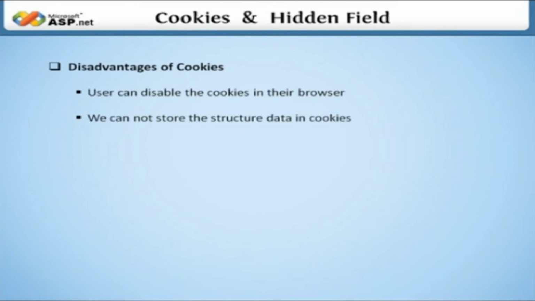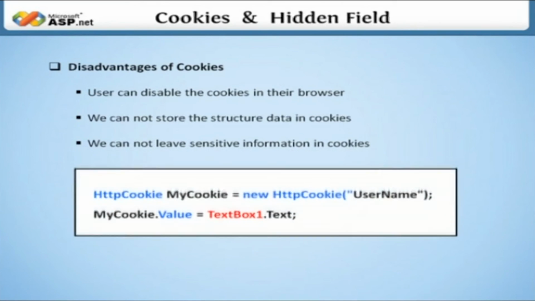Now, there are some disadvantages, and they are that the user can disable cookies in their browser, and we cannot store structured data in cookies. Also, we cannot leave sensitive information in cookies. Since the cookies reside on the client's computer, any browser can read the information stored in cookies that you leave on others' computers. The code for creating a cookie is as follows.